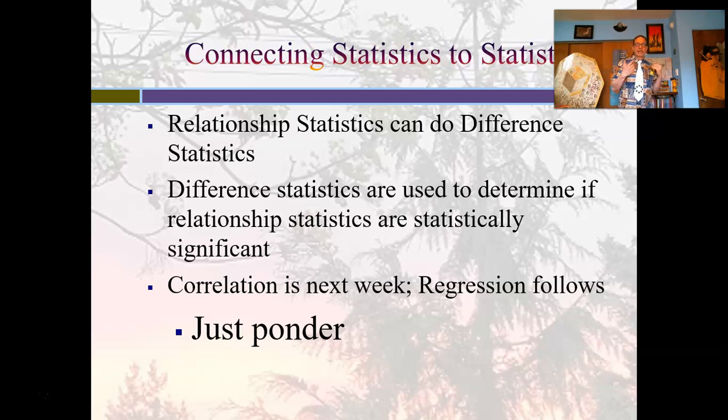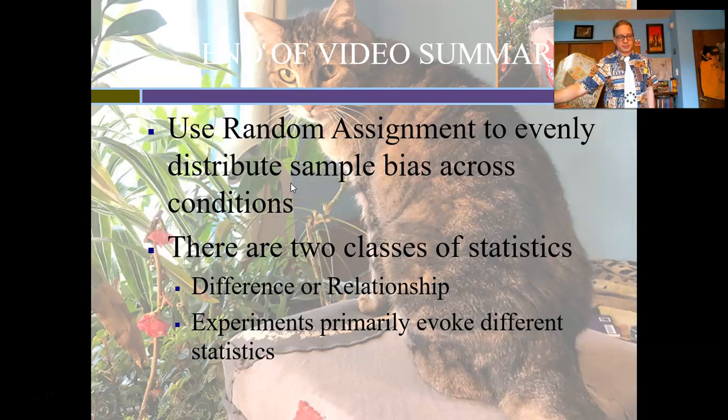I understand that this is all very confusing, but correlation and regression are coming next week, and I'm trying to help you see the connections from the z-test to regression through t-tests, and to understand that they're trying to do different things even though they use the same math. I'll make that make more sense next week. Just ponder on those issues.